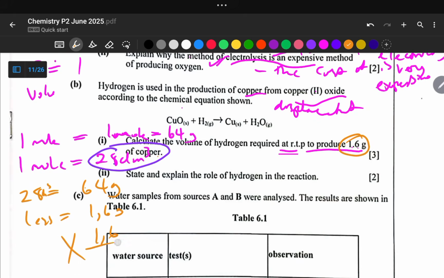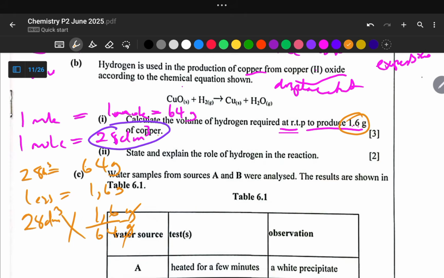So it's 1.6 over 64 grams multiplied by 28 cubic decimeters. This one will cancel with this one, and then we go straight to our calculator. So it's 28 by 1.6 divided by 64, and then we are going to have 0.7 cubic decimeters, and we are done, right?